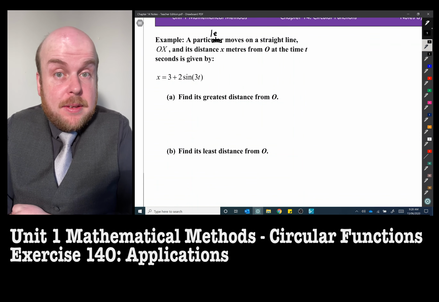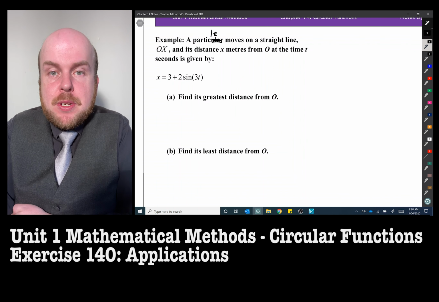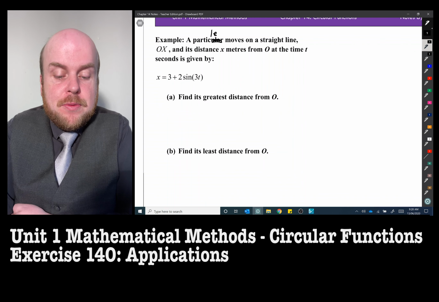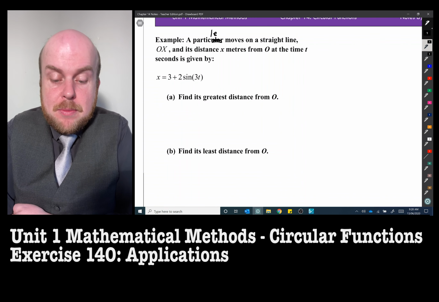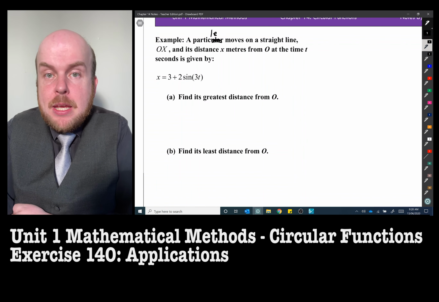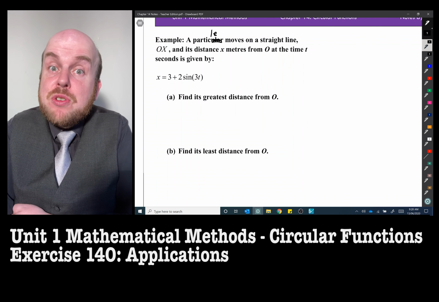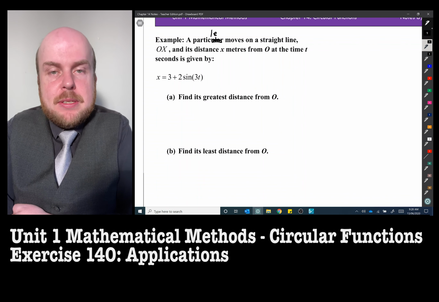This is yet another very typical trigonometric question. It's usually involving particles moving as well. So a particle moves on a straight line, OX, and its distance in x meters from O at the time t seconds is given by x equals 3 plus 2 sine 3t. So first and foremost, this confuses everyone because of x's and t's. Second thing, it has been translated, but only vertically translated.